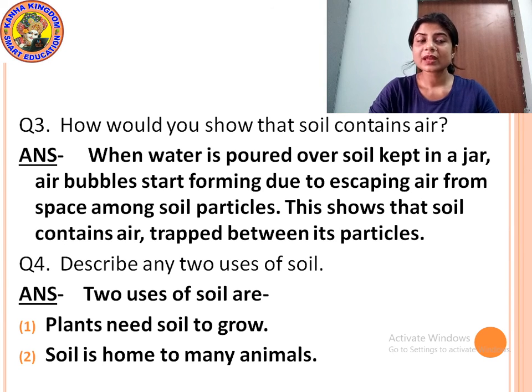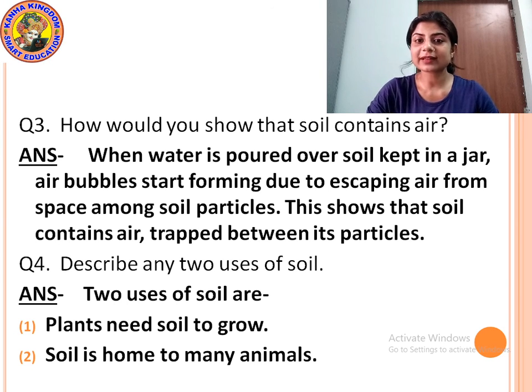Understood? Question number 4. Describe any two uses of soil. The answer is, two uses of soil are: plants need soil to grow. Number 2, soil is home to many animals.